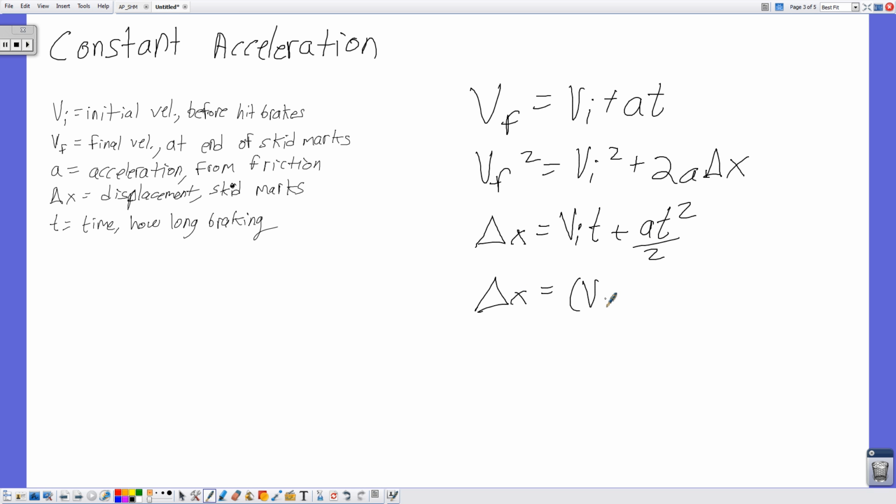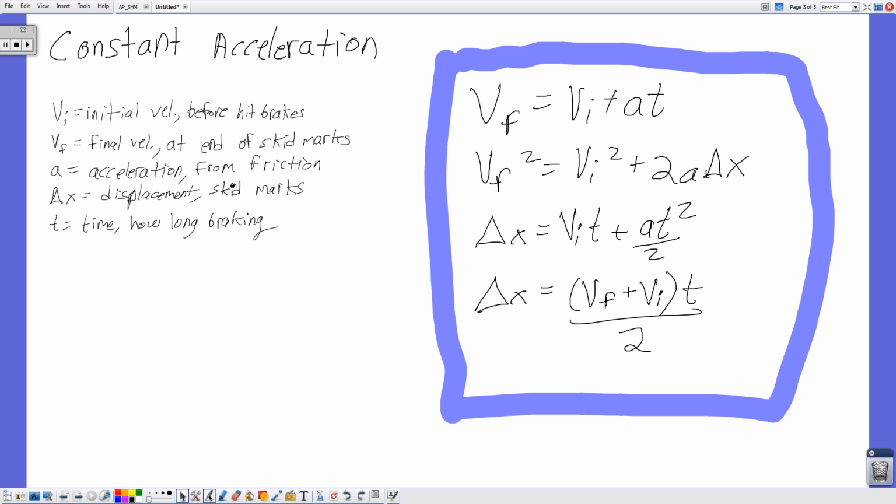Remember, the point of your case files: you need to find the velocity of each car right before they crash, and the velocity of each car right after they crash. Which means that if you have skid marks before the crash, you're solving for V final. But if you have skid marks from after the crash, what you're solving for is V initial. Alright. That's important.